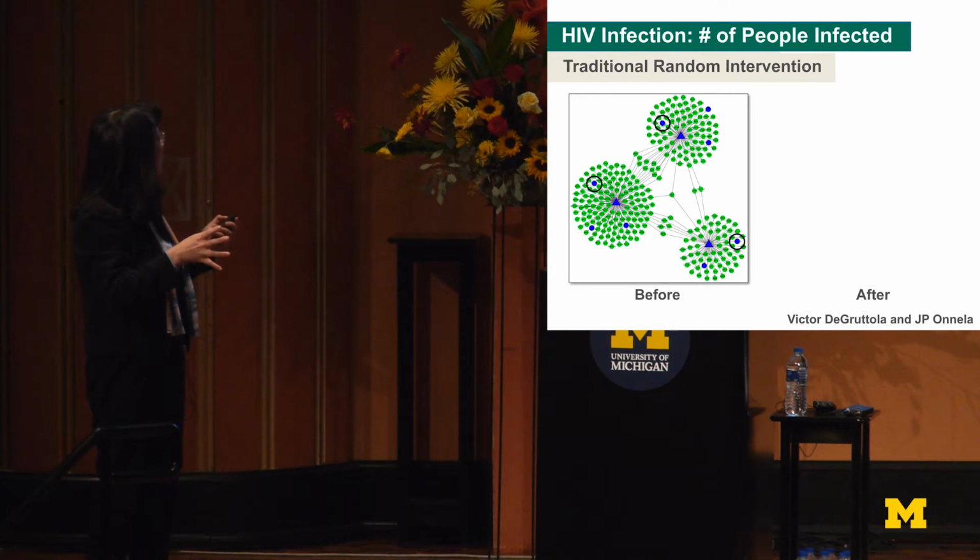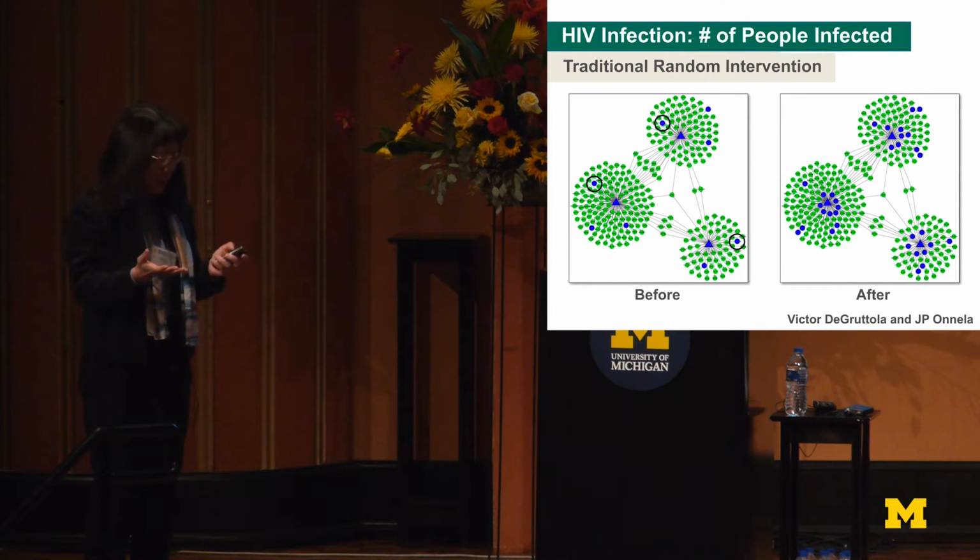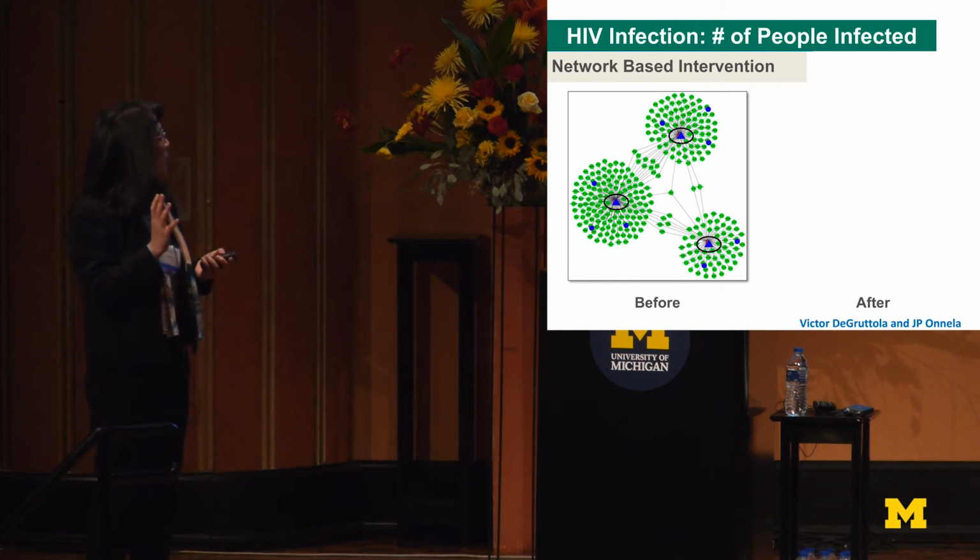Then what will happen is most likely the random sample here will not be the hubs, right? Then we deliver the intervention, and you can see lots of people around the hub are affected, okay? But now let's think about a different strategy. We are going to use network-based sampling.